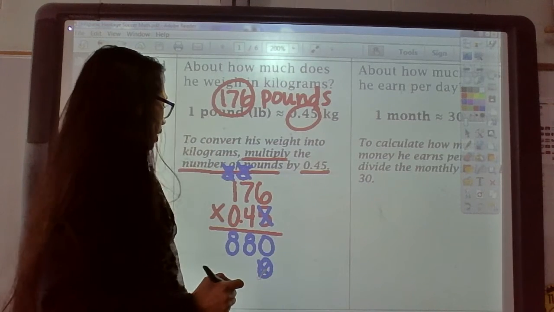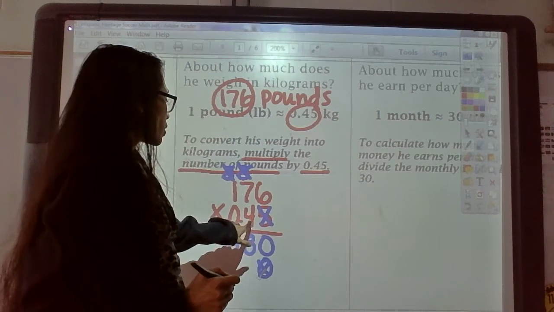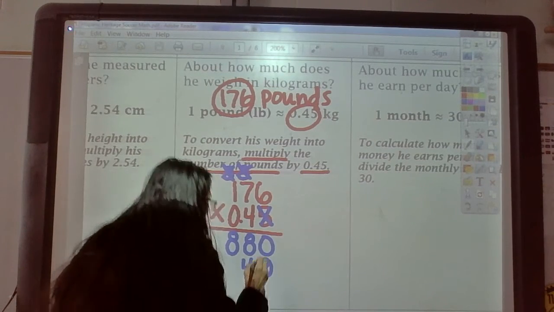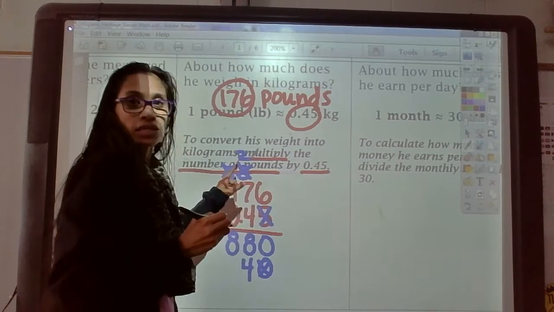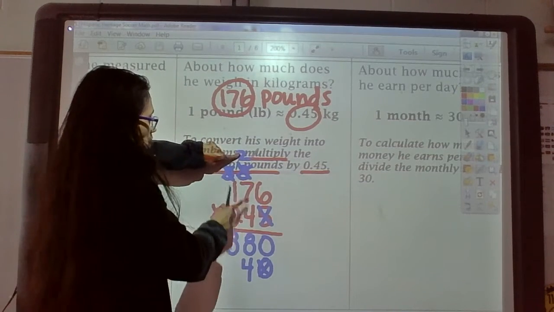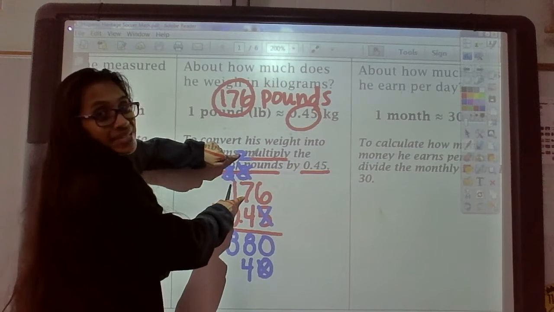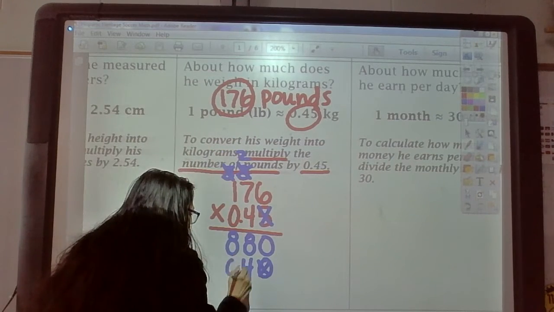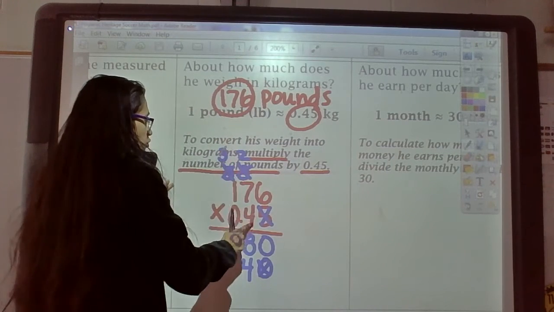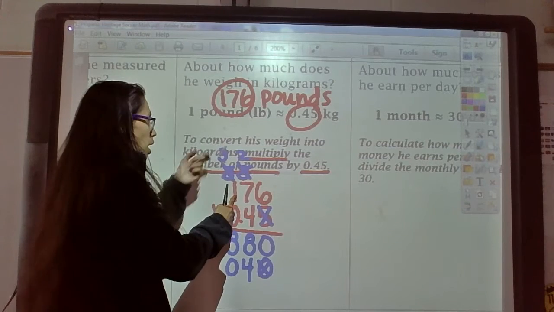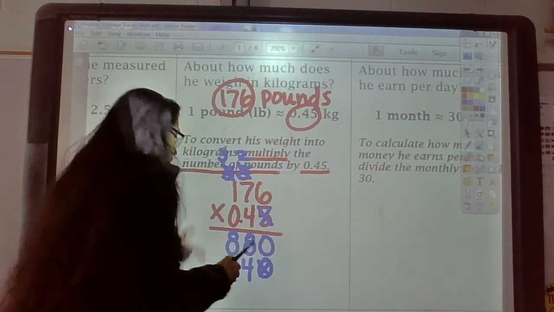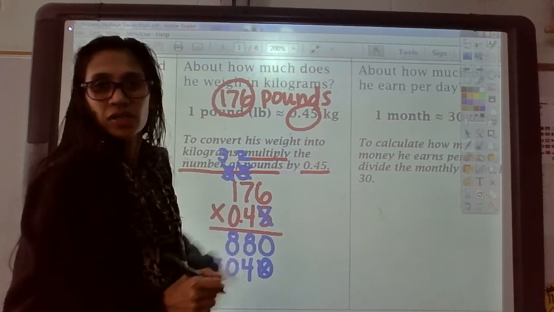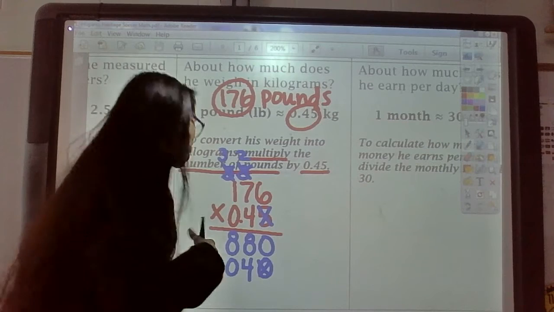So remember, make sure everything is lined up nice and neat. Placeholder 0. Okay, now we're going to multiply with that 4. 4 times 6 is 24. Write the 4 and carry the 2 up there. Can you see that? There's a 2 up there. And then 4 times 7 is 28. Plus 2 more, 28, 29, 30. So I'm going to write the 0 and carry the 3. 4 times 1 is 4. And then 3 more, 4, 5, 6, 7. And now if you want to multiply that 0, you can, but then you'll just end up with a bunch of zeros. We don't need to worry about that.